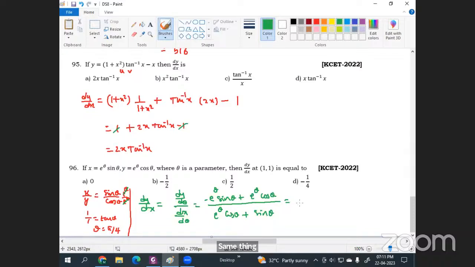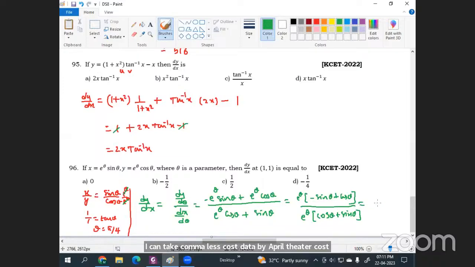Equal to, put theta equal to pi by 4, e power theta I can take common, minus sin theta plus cos theta by e power theta cos theta plus sin theta. E power theta will get cancelled and put theta equal to pi by 4, 45 degrees. Sin 45 how much? 1 by root 2, 1 by root 2 by 1 by root 2, 1 by root 2. You will get 0. So first option is the right option.